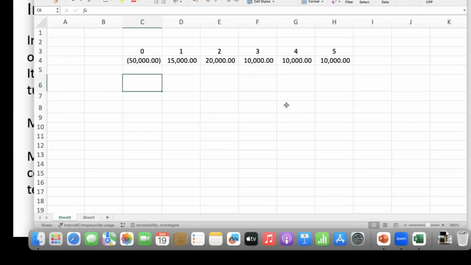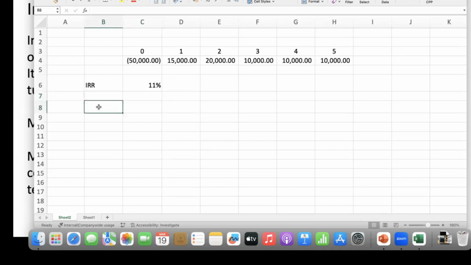The discount rate at which this NPV will become zero is known as IRR, and that is calculated as equal to IRR, opening bracket, the series of values, and we will put a guess. Let me put that as 9%. So the IRR is 11%.